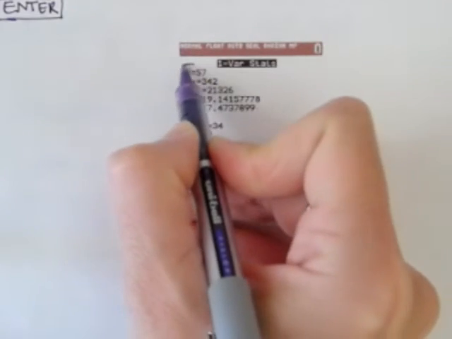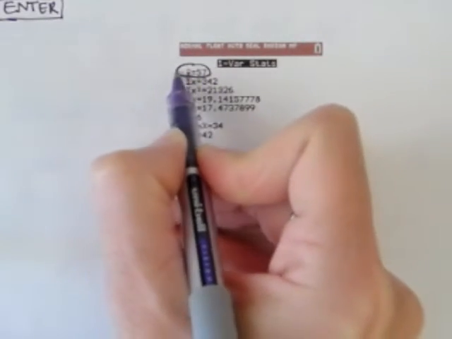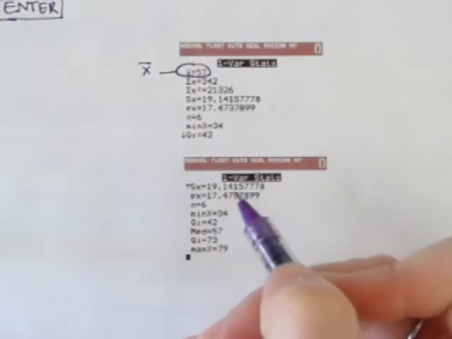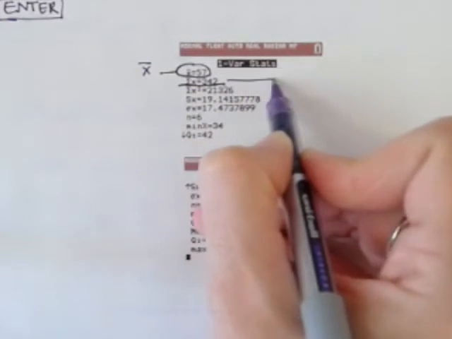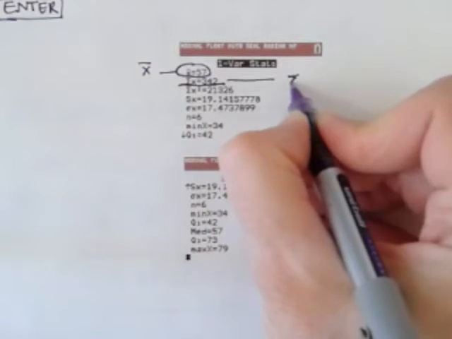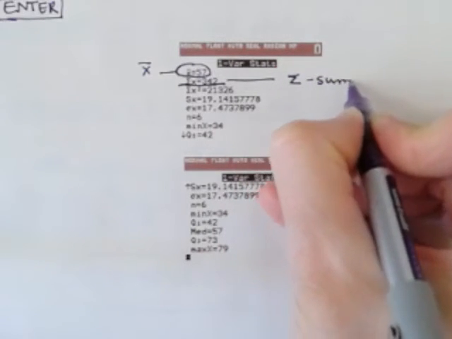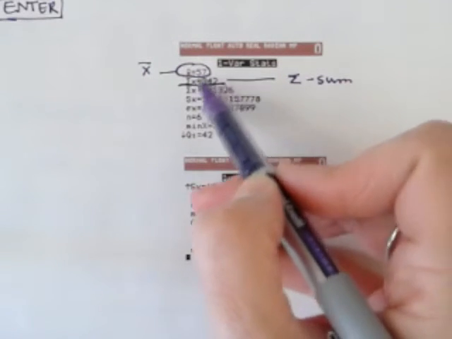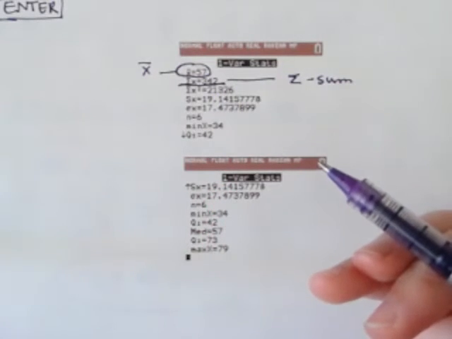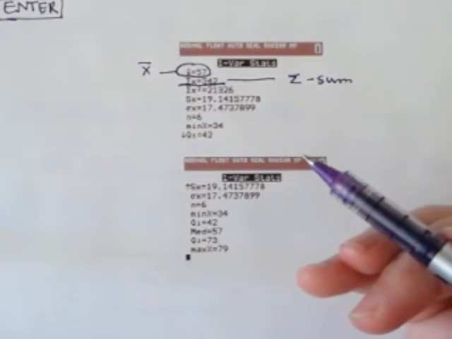Okay, that's pretty good. So as you can see, you have your X bar. Here's your mean. Pretty cool, huh? Here you have the sum of all of your pieces of data. That's what the sigma means. The sigma means sum. Okay? So that means before you divided by 6, you had 342, and that's a true statement to find our mean.